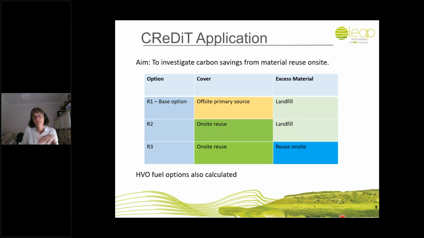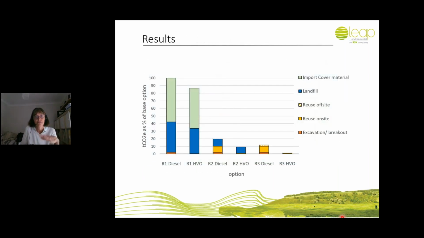So we were running our scenario for just the soil bit, the same sort of blocky plant results. This one is showing you the tons of carbon relative to the base option. So our worst case option is diesel and everything goes off site or is brand new, and that's R1 as our 100%. You can see immediately if we change to HVO fuel for site work, we're saving about 12% of the carbon already. Obviously, the really big saving here is let's try not to bring in any cover and reuse everything on site.